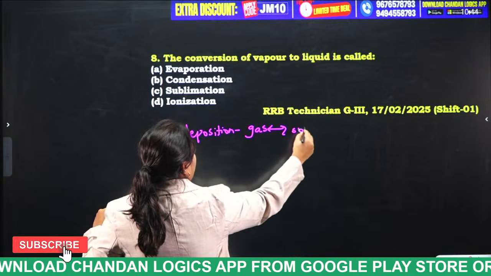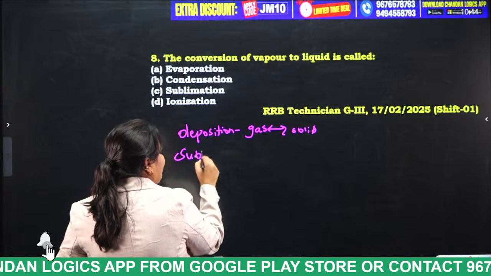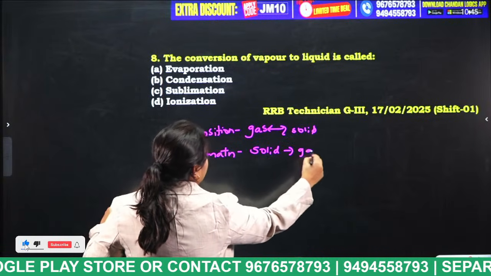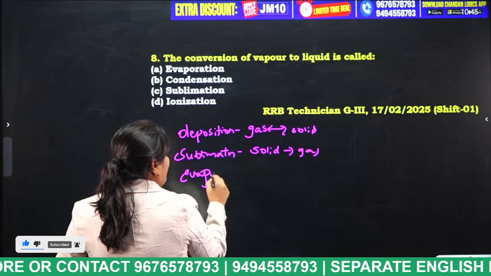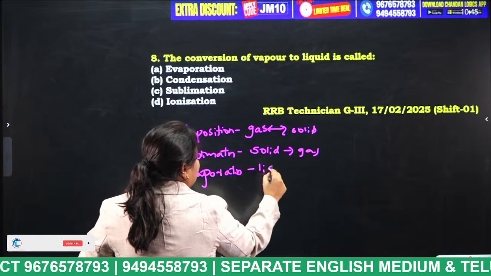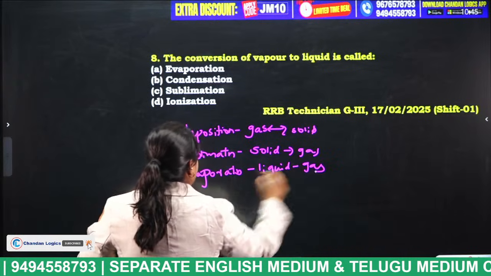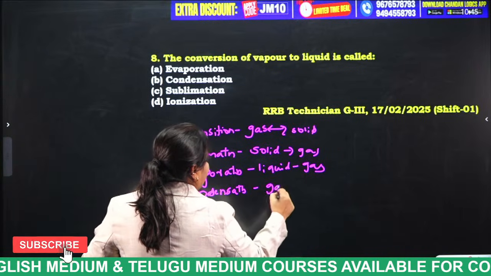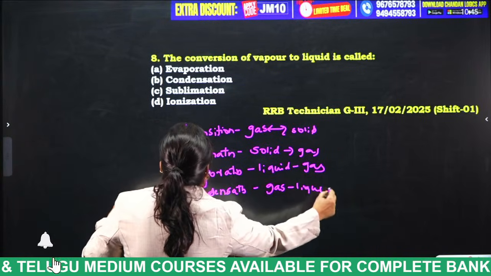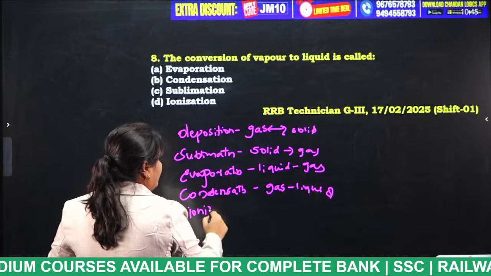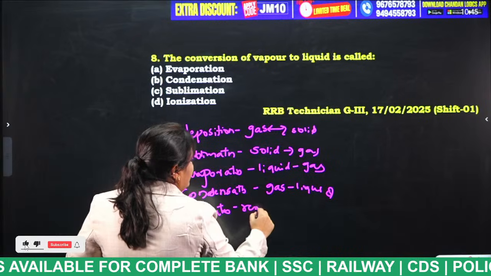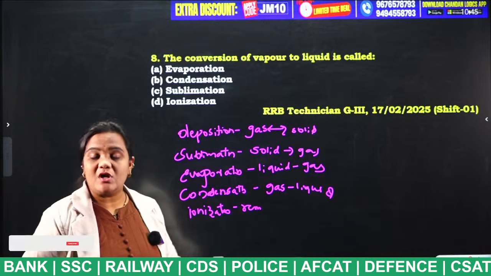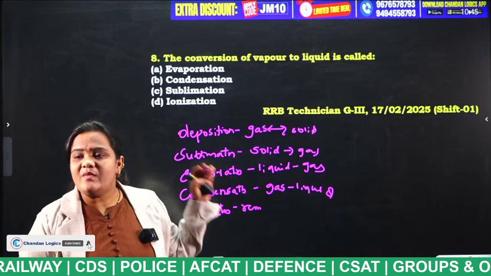Gas to solid. Next, sublimation means solid to gas. Next, evaporation means what, students? Liquid to gas. Next, condensation means gas to liquid. Next, ionization means what, students? Removing of ions from loosely packed electrons. Removing of ions from loosely packed electrons, we call that ionization. Now tell me what is the answer for this question.